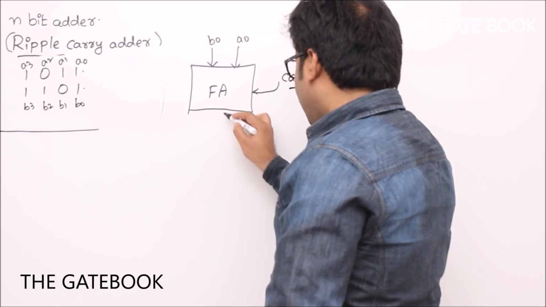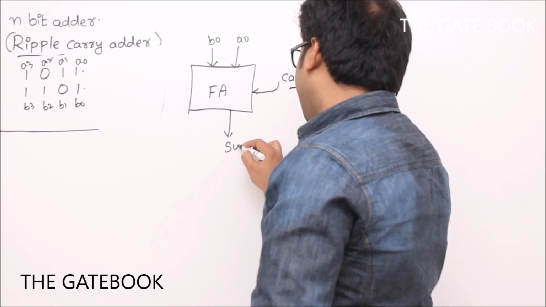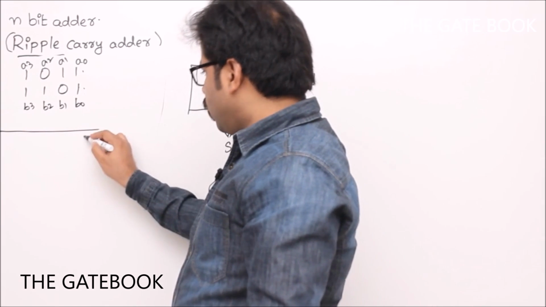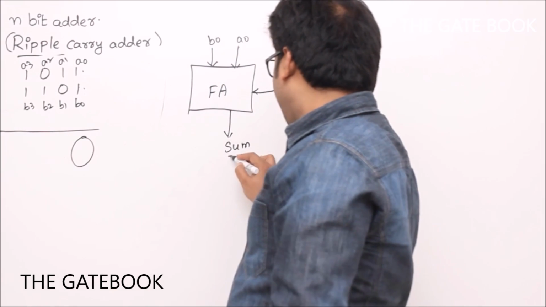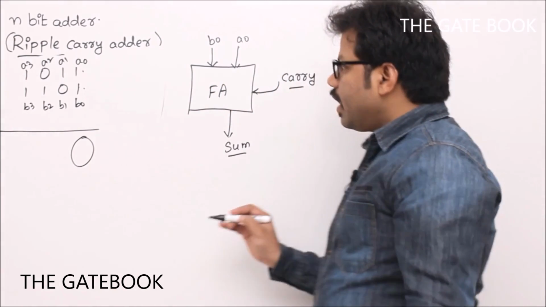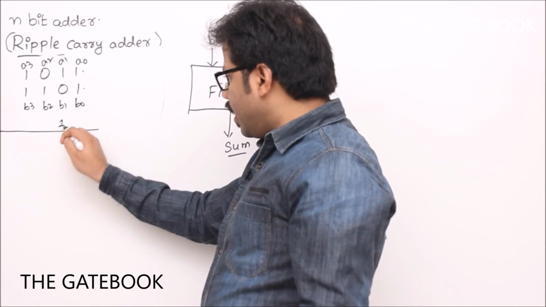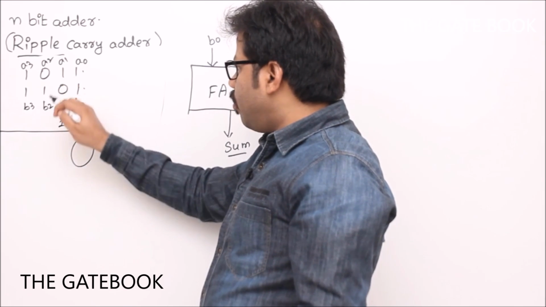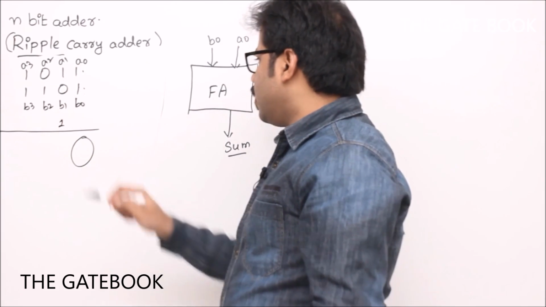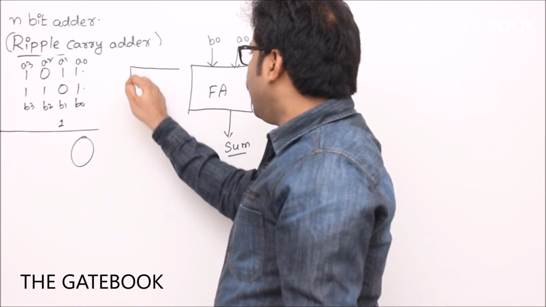So what do you get? You get sum, right? So sum will be here. Yes, 1 plus 1 is 0. I want the sum, so I am going to keep it here. Now you get carry. What you have to do with that carry? That carry has to be applied for the a1, b1 addition, correct? So that's why here we need a full adder.